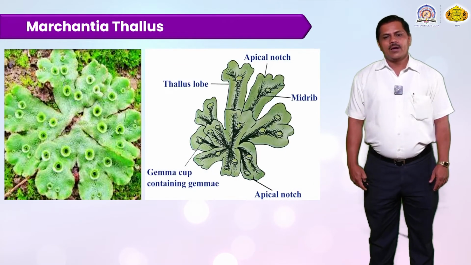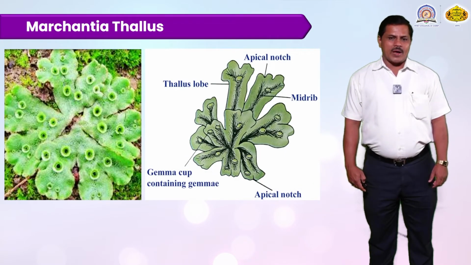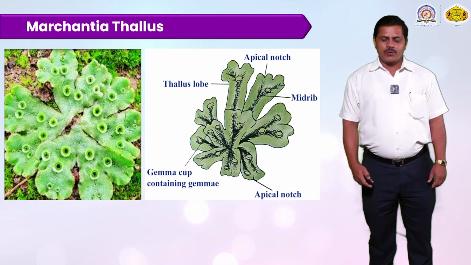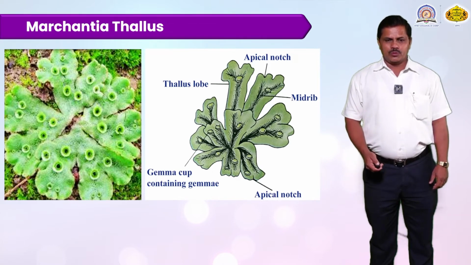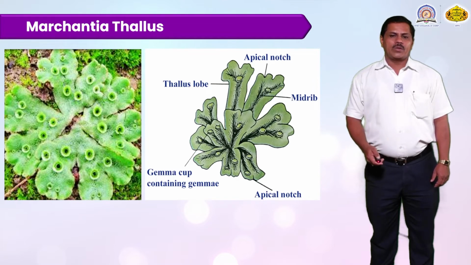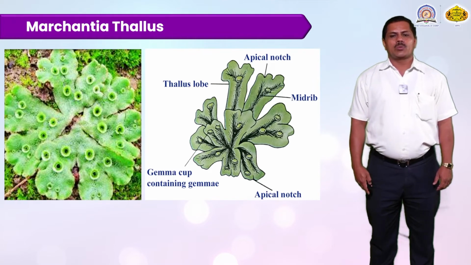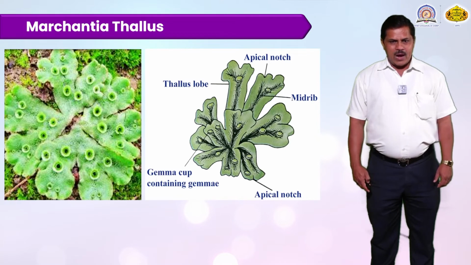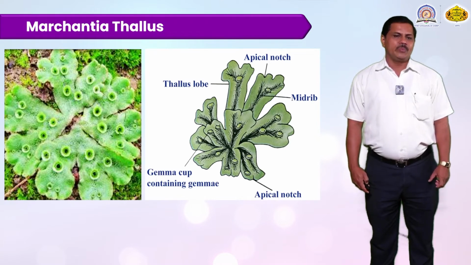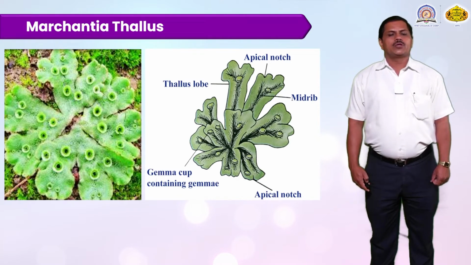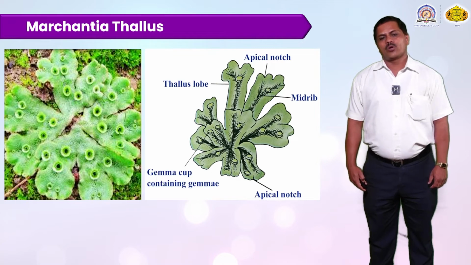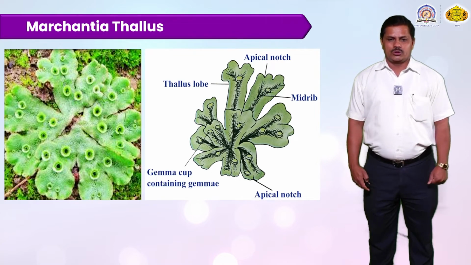Here is a very good picture of the Marchantia thallus structure. This is beautifully structured. Here the first picture shows a very beautiful structure formation. These are gemma cups. The primary middle portion is the formation of the gemma cup. And this gemma cup contains gemmae, and the gemmae are useful or beneficial for propagation by vegetative reproduction.